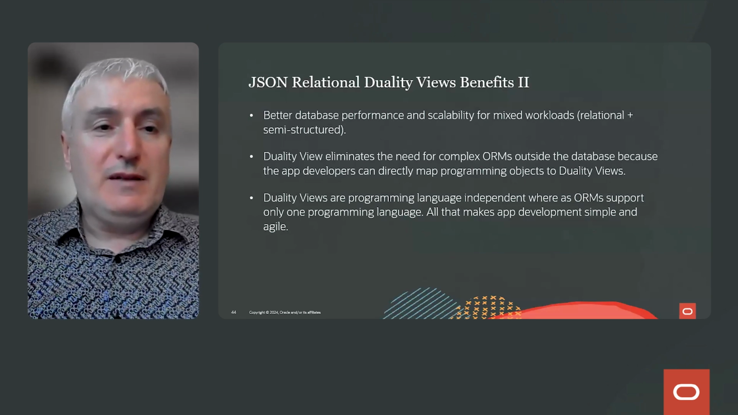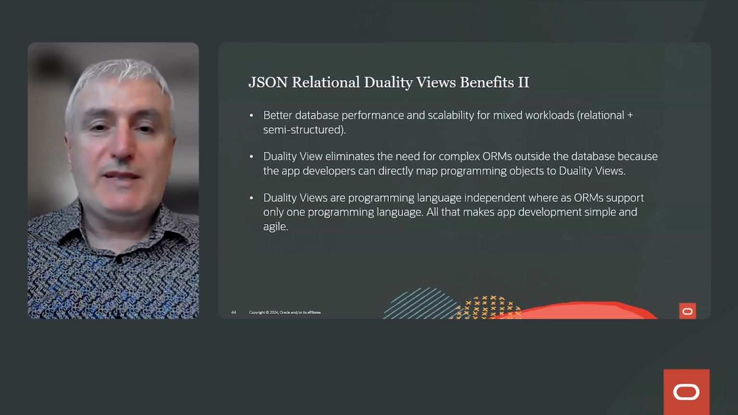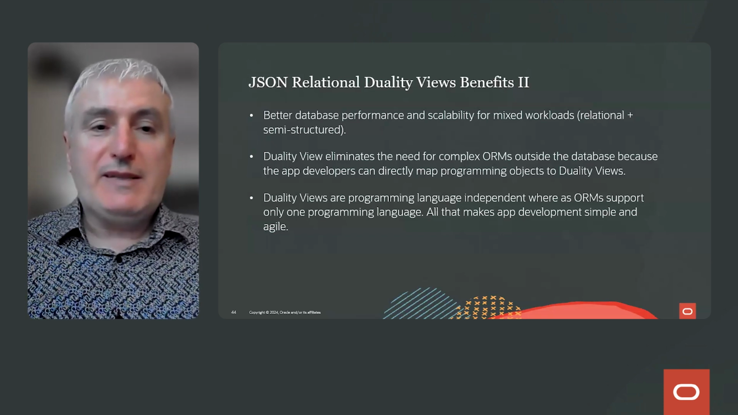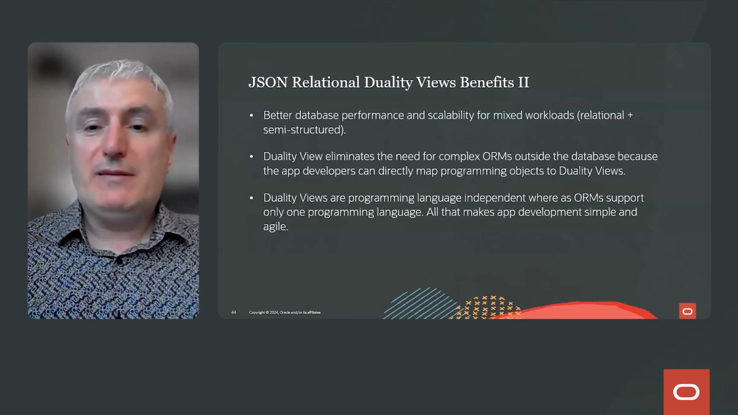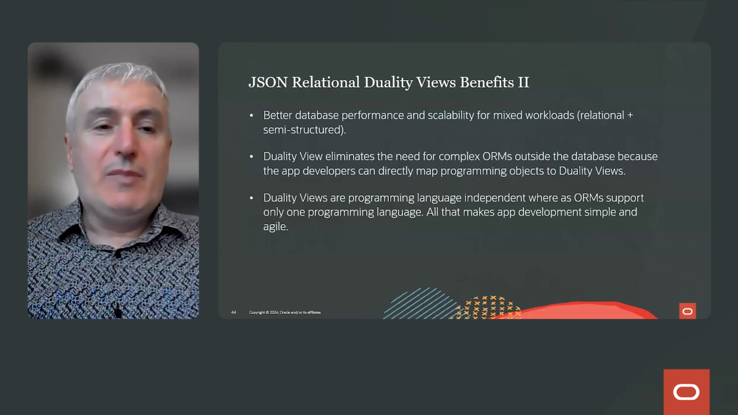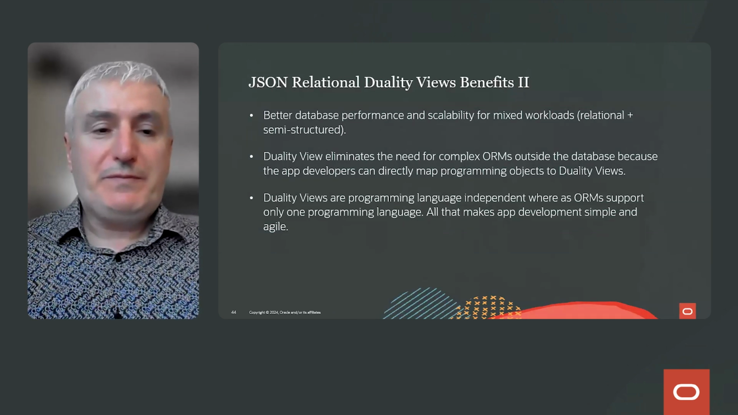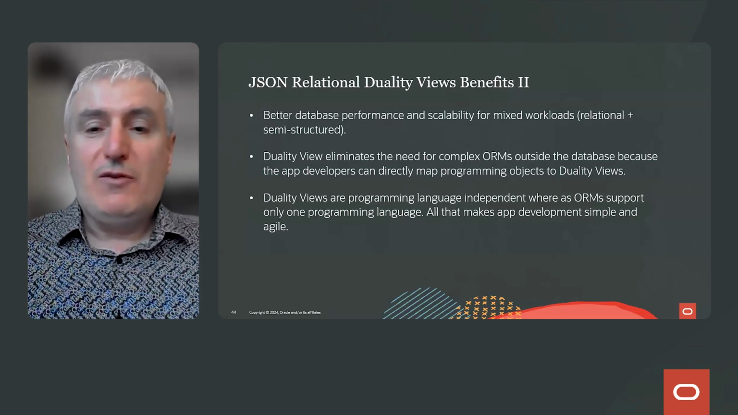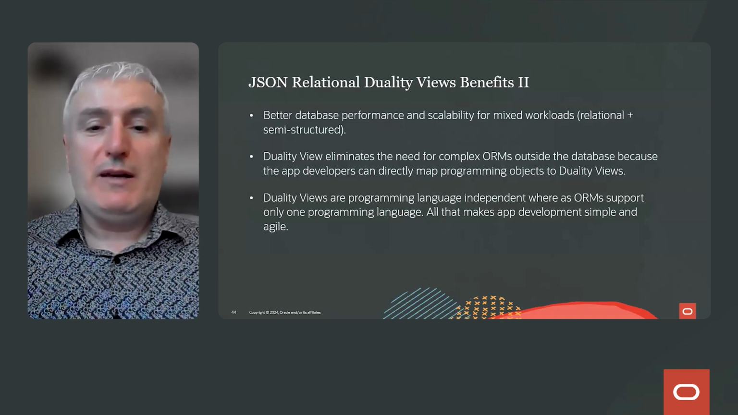Another benefit of JSON Relational Duality Views is the performance. It brings better database performance and scalability for those mixed workloads, relational and semi-structured. Next, another benefit is that the duality views eliminate the need to write complex object relational mappings outside the database because the app developers can now directly map programming objects to duality views. And last but not least, duality views are programming language independent, whereas object relational mappings support only one programming language.